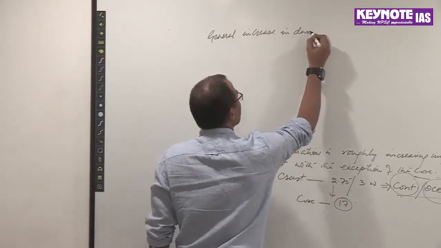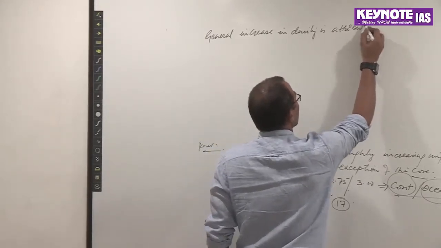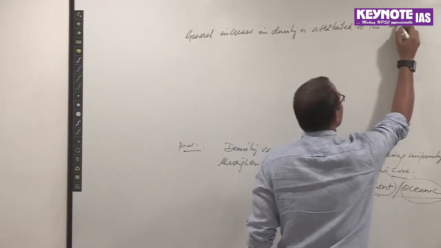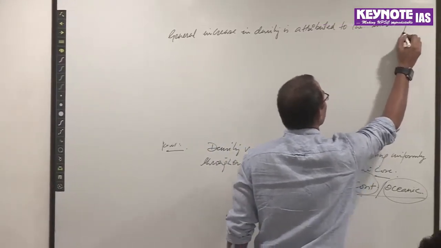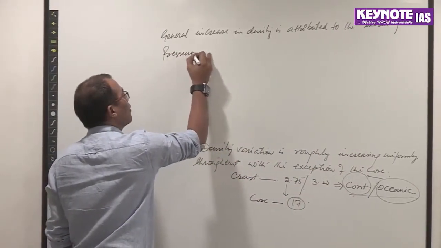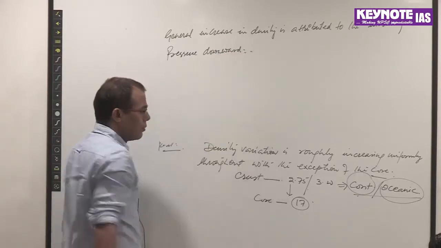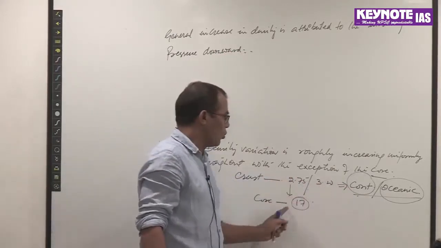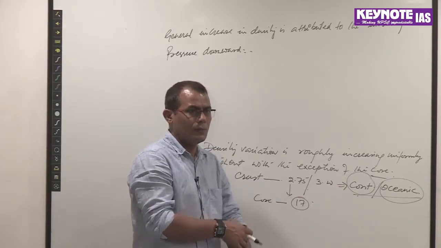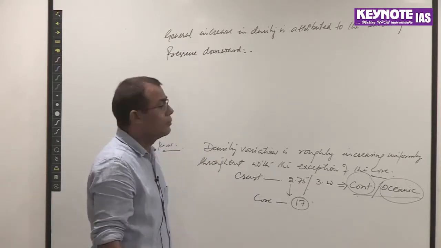General increase in density is attributed to the increasing pressure. In the core, the average density is 17. It increases to 17.